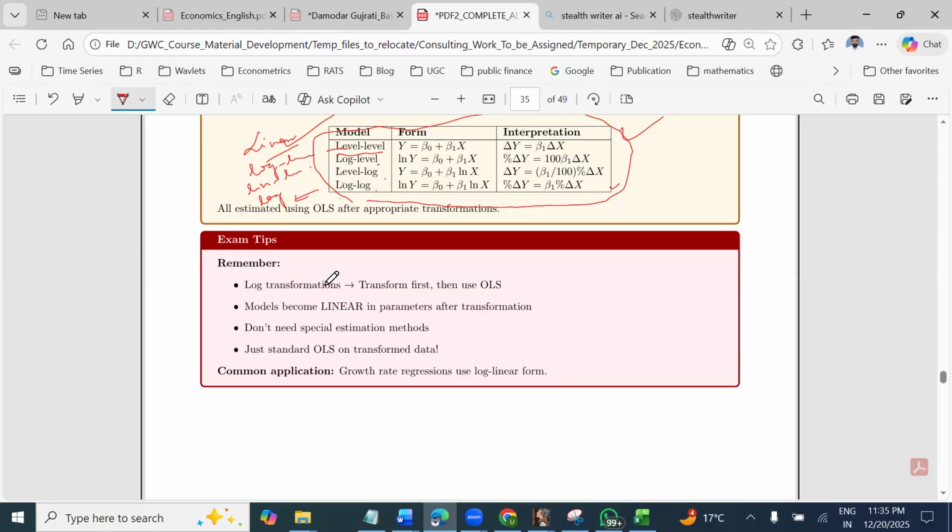So log transformation means you have to transform first and then use OLS. Models become linear in parameters after transformation. You don't need a special estimation method. You can just use standard OLS on the transformed data. So that is fine.